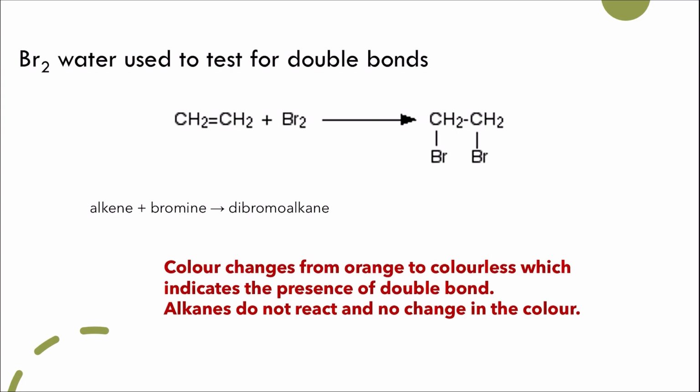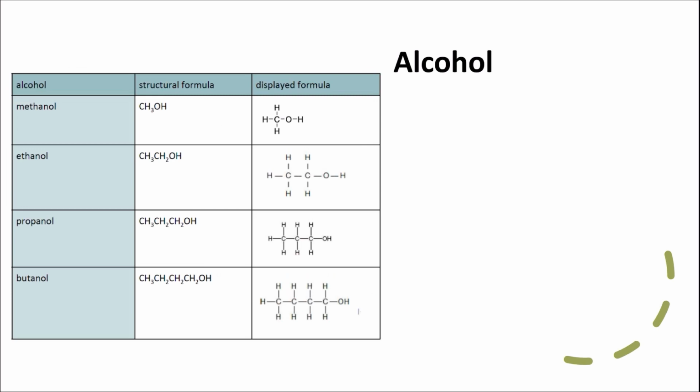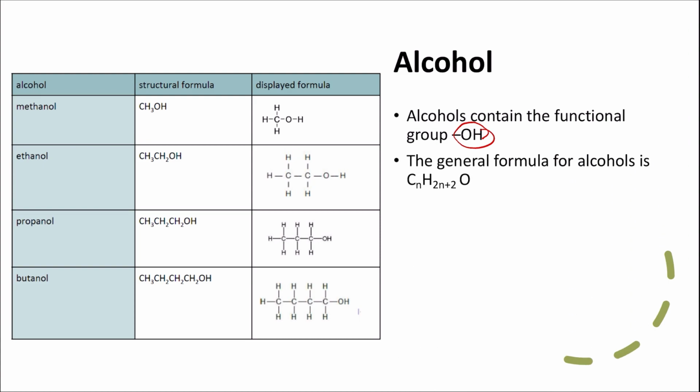Alcohol is the third class of organic molecule. It's not a hydrocarbon because it contains oxygen. Alcohols contain the functional group OH, and we talked about how when we add water to the double bond of alkene, we will end up with alcohol. So alcohol contains the functional group OH. The general formula for alcohol is CnH2n+2O.